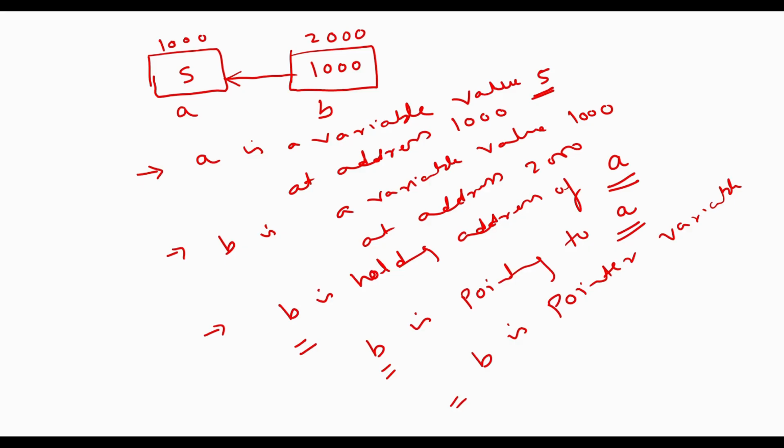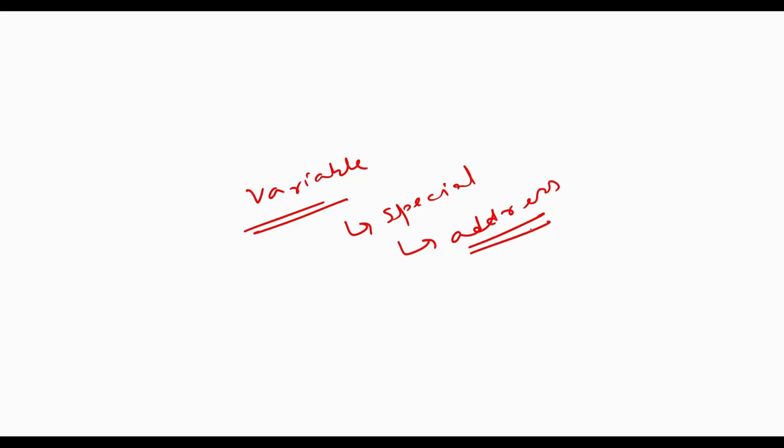Now that we understand the concept, we can say a pointer variable is a variable which can hold the address of another variable. One thing you have to be clear about is that a pointer variable is also a variable, like the variables we have worked with in C, but it is a special type of variable which is holding an address instead of a value. It is not holding a value, it is holding the address of another variable. So this is the concept of a pointer variable.